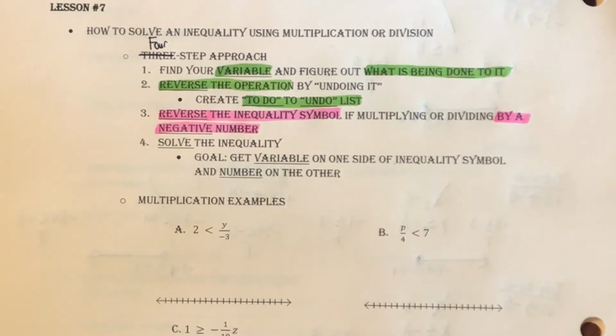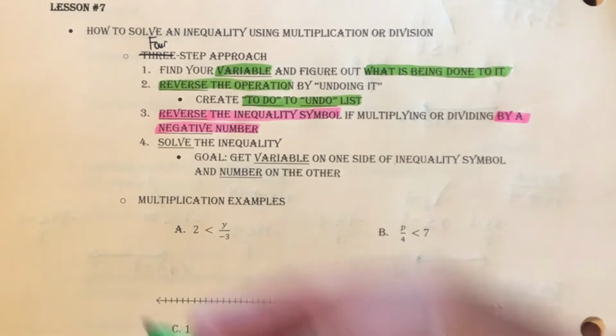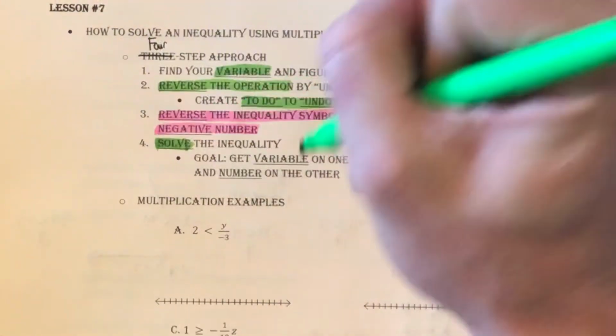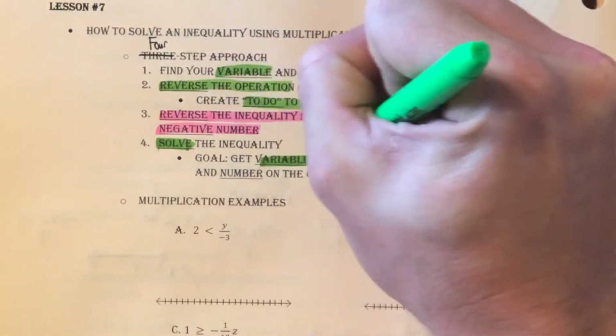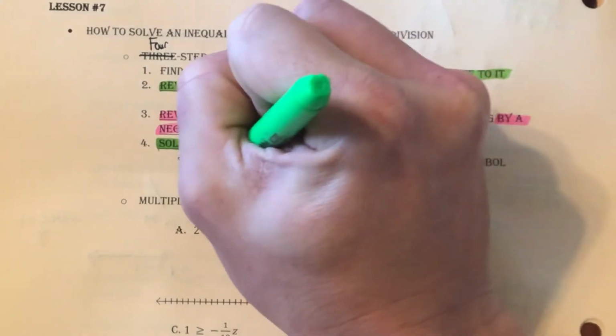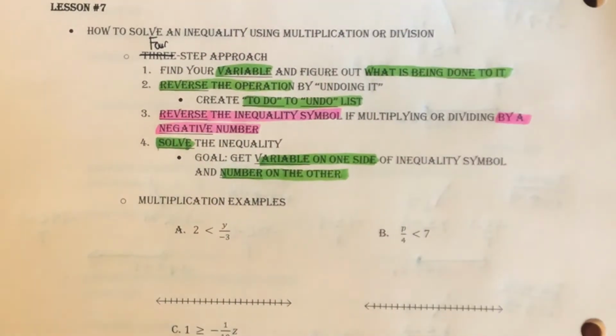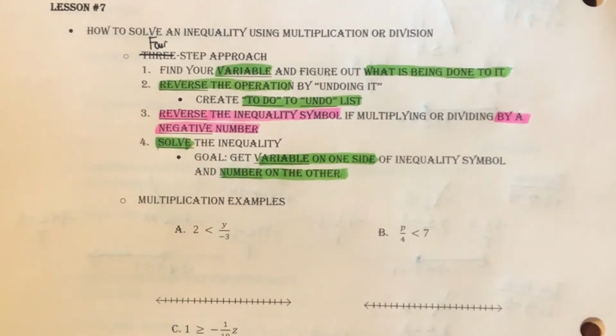And then 4th step, we go in and we actually solve the inequality with our goal always get variable on one side of the inequality symbol and number on the other. So they should still end up looking the same, where we have x or whatever variable it is, the inequality symbol, and then the number. And then, of course, as we did before, we're going to graph our solutions as well. So let's take a look at some multiplication examples here then.